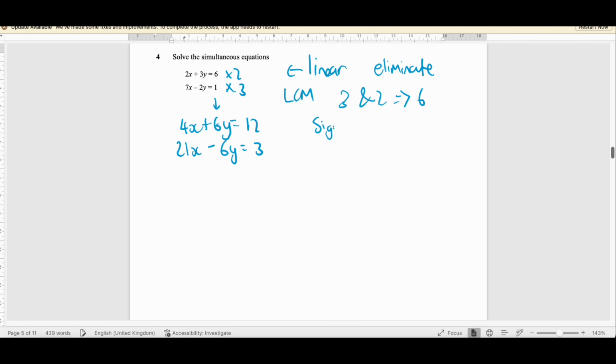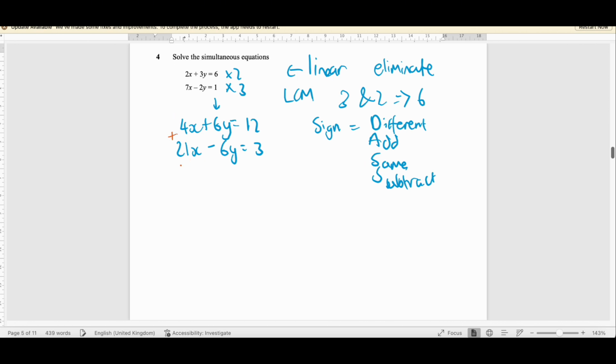So in order to eliminate, we use this acronym DAS. So if the signs are different, we add two equations together. If they're the same, we subtract. Here we have one that's positive and one that's negative, so they are different. So I'm gonna add the two equations.